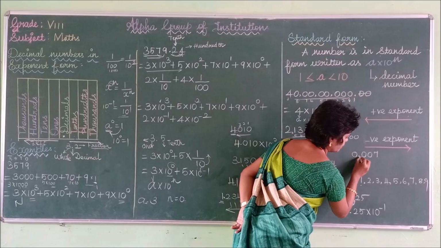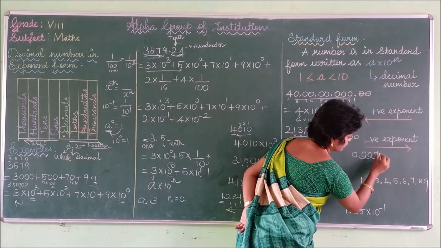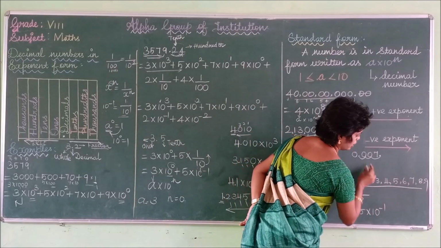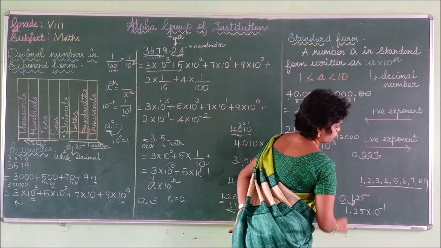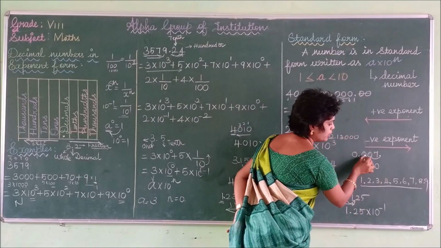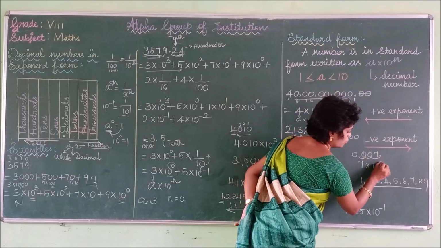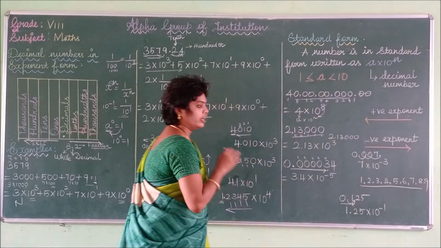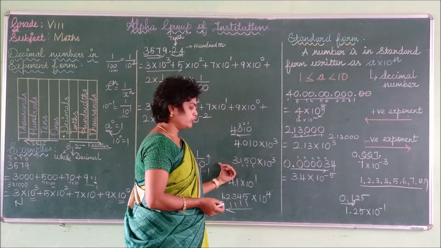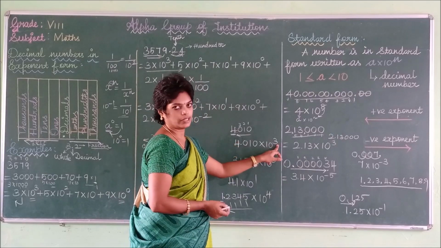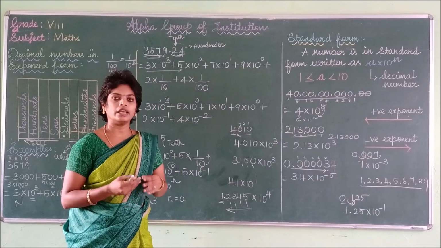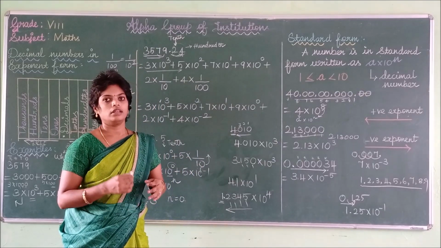You have to move how many places? 1, 2, 3 places. Currently you got the number from 1 to 9. So 7 is the only number, others are 0. That can be represented as 7 into 10 to the power, how many digits you are moving? 1, 2, 3. 10 to the power minus 3. Whenever you are moving to the right hand side, you have to use the negative exponent. Whenever you are moving to the left hand side, you have to use the positive exponent. So that's all. Go through once and do your homework regularly and submit your classes day by day.